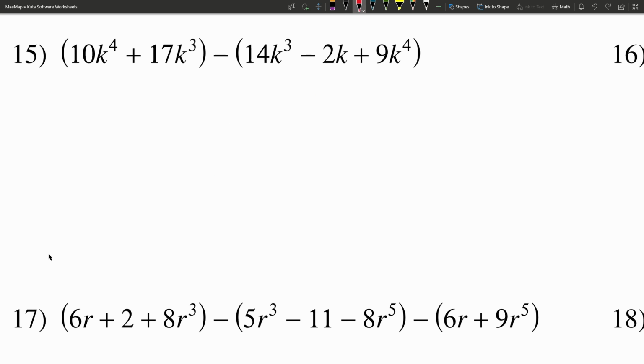In number 15, we have 10k to the fourth plus 17k squared, and we're subtracting this entire polynomial. So remember, we're going to be switching these signs in here. So let's rewrite this at the start.